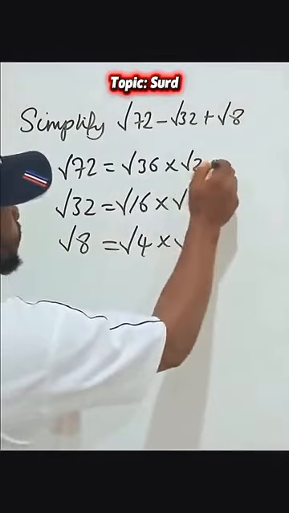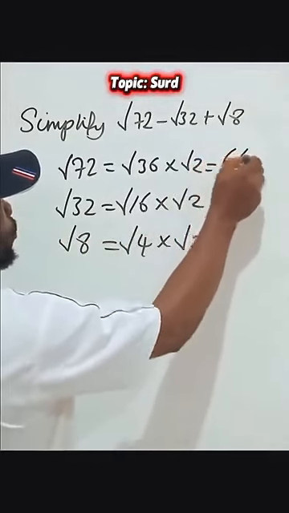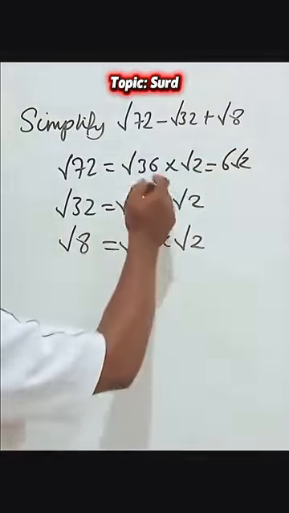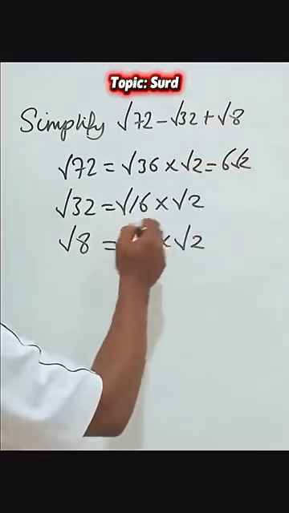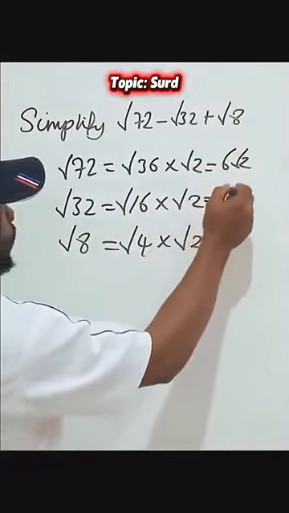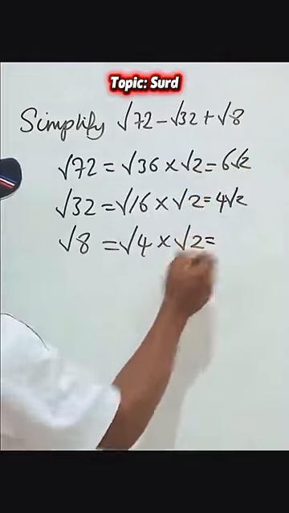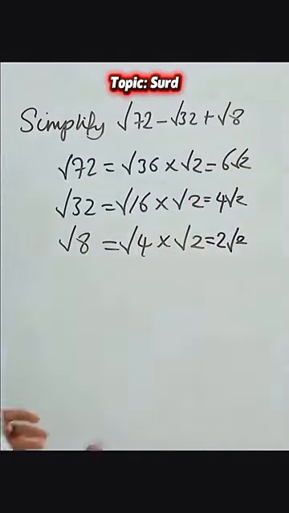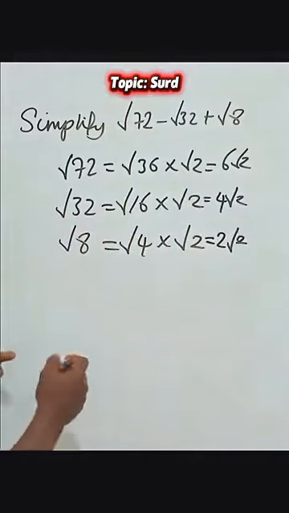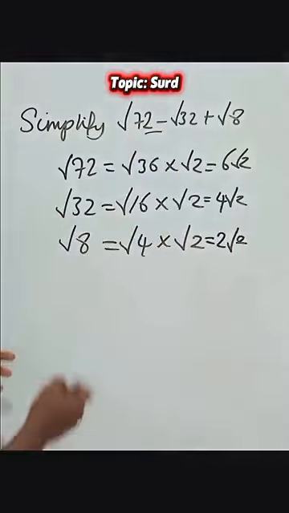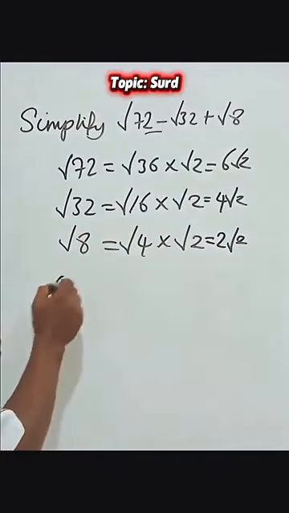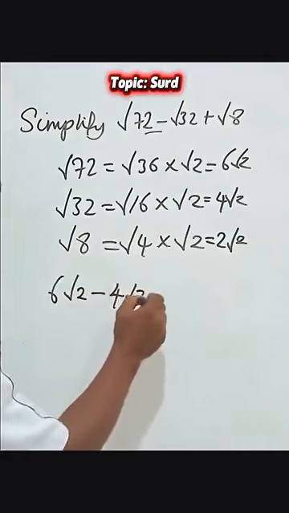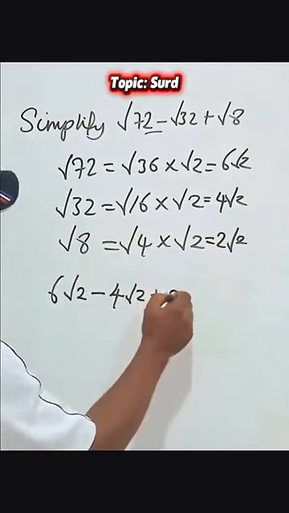And this is the same thing as 6 root 2. The square root of 36 is 6. Therefore, this is 6 root 2. Square root of 16 is 4. Therefore, this is 4 root 2. The square root of 4 is 2. Therefore, this is 2 root 2. Now, if we put this into the expression above, this becomes 6 root 2 minus 4 root 2 plus 2 root 2.